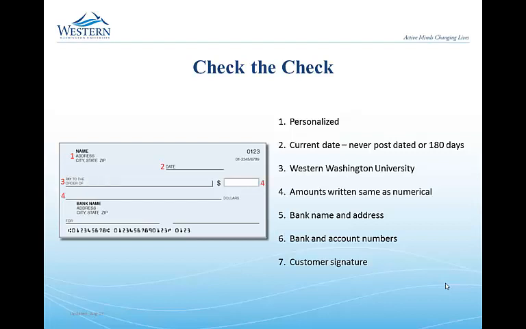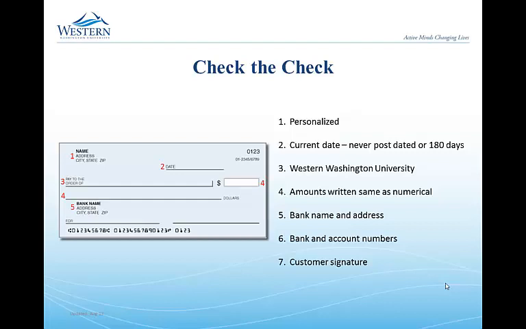Amounts need to be shown both numerically and written out. Verify that these are the same. The written amount is the legal amount. If the numerical and written amounts differ, the bank will process the check based on the written amount. If the customer is not there to correct the check, then the check must be deposited for the written amount. We do not give cash back on checks, so make sure the amount is not more than what is due.